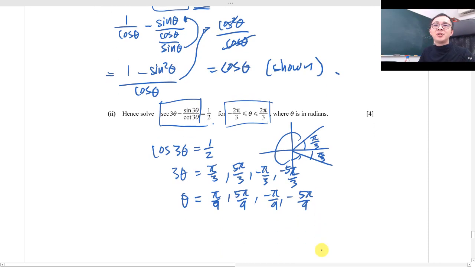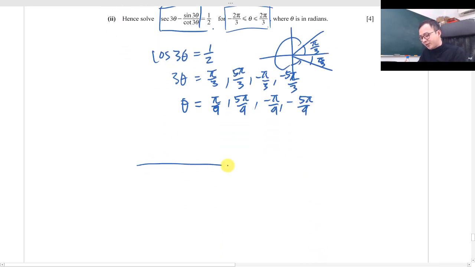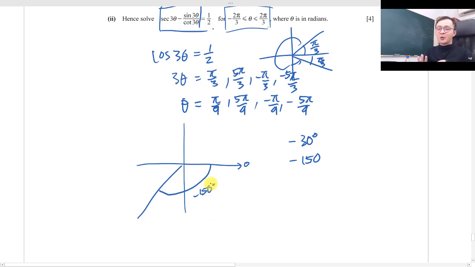Just in case some students do not know how to find a negative angle, I will explain a little bit. Negative angle basically is the same. So if I say negative 30 degrees, basically it means from the 0 here, I move clockwise to this direction, 30 degrees. This one is called negative 30. So if I say negative 150 degrees, that means I move from 0 here all the way to here, negative 150. This is how the negative angle works.